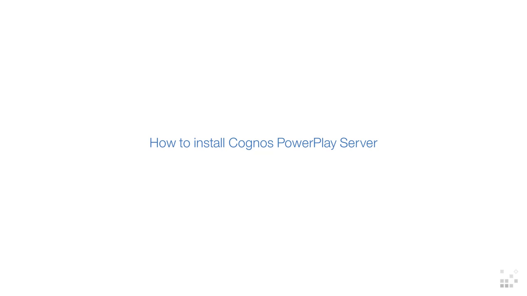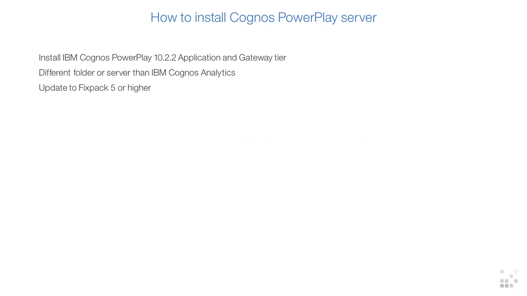Firstly, let's install an IBM Cognos Powerplay server. Please consider the following points. Make sure to install both the IBM Cognos Powerplay 10.2.2 application and gateway tiers. Make sure to install Powerplay to a different folder or server than the IBM Cognos Analytics. Install at least IBM Cognos Powerplay 10.2.2 FP5 or higher.